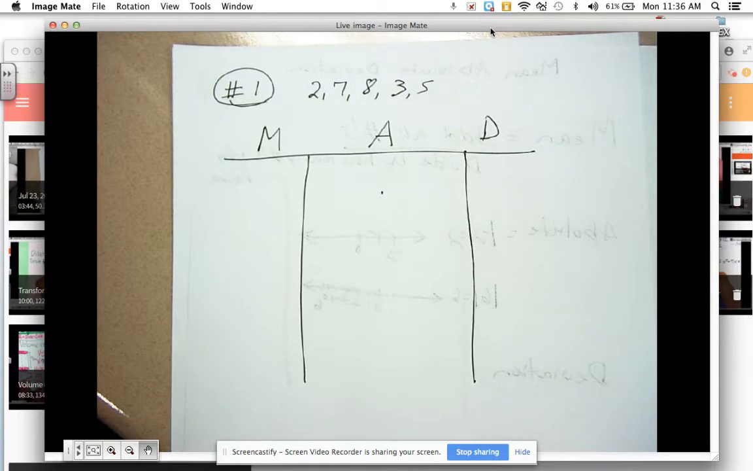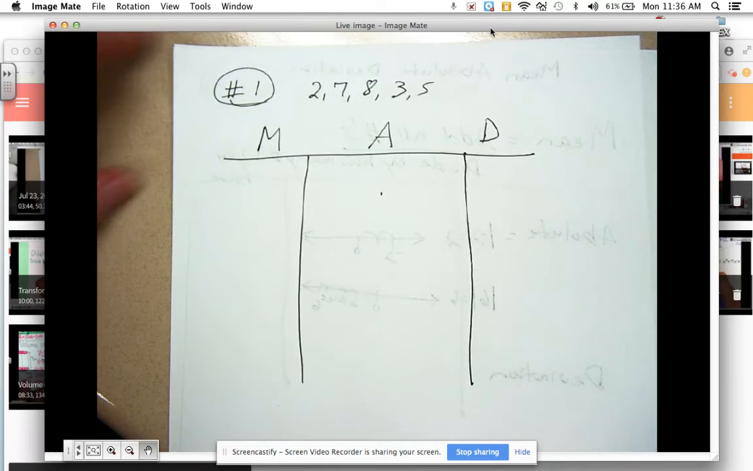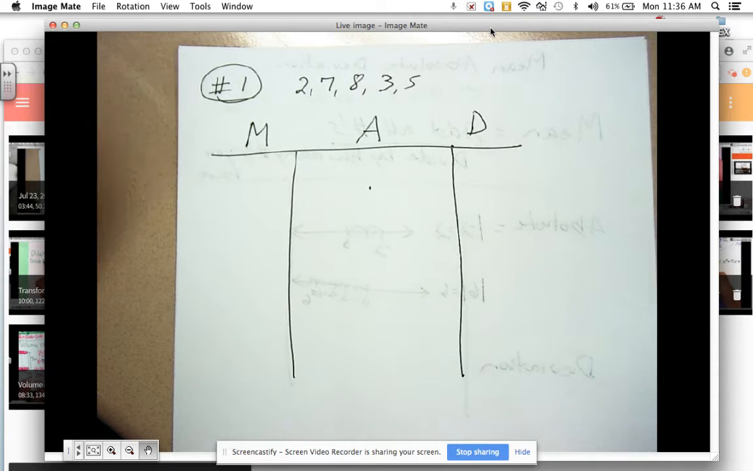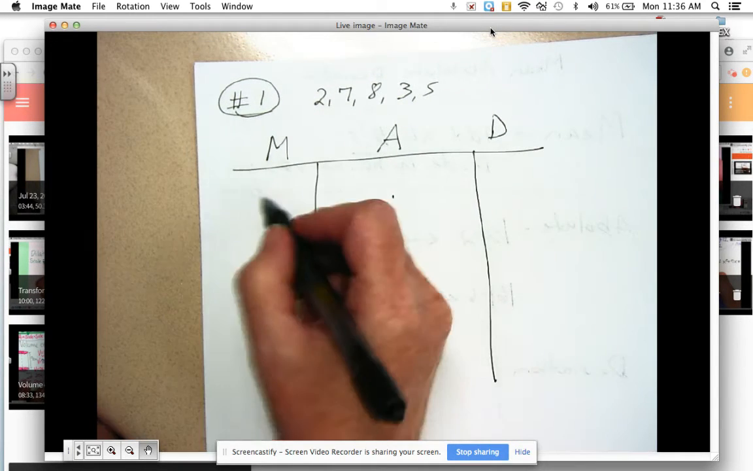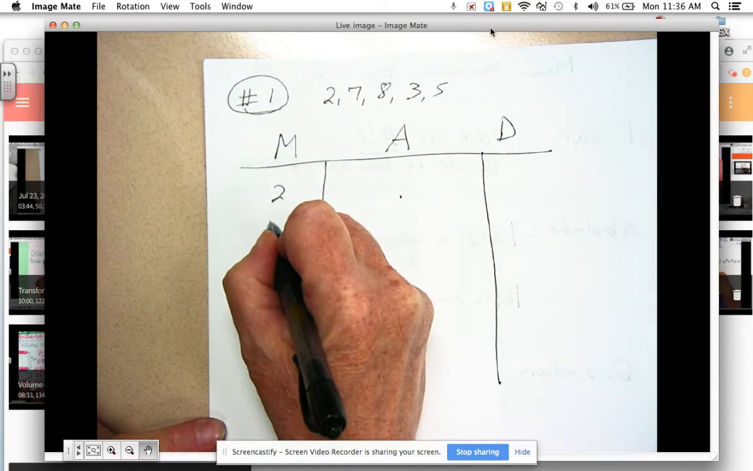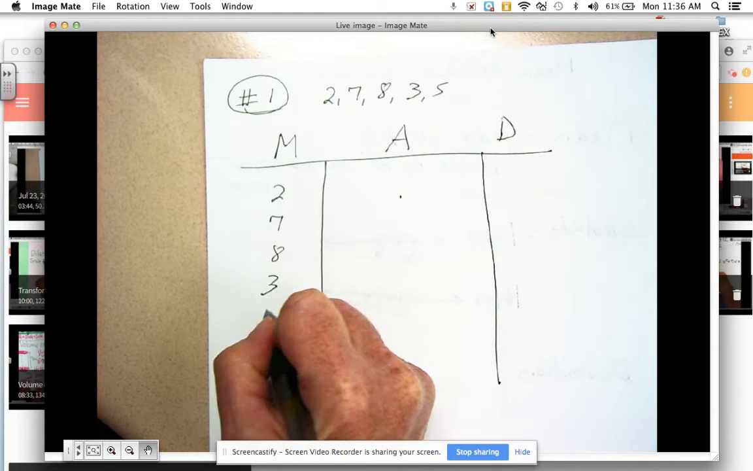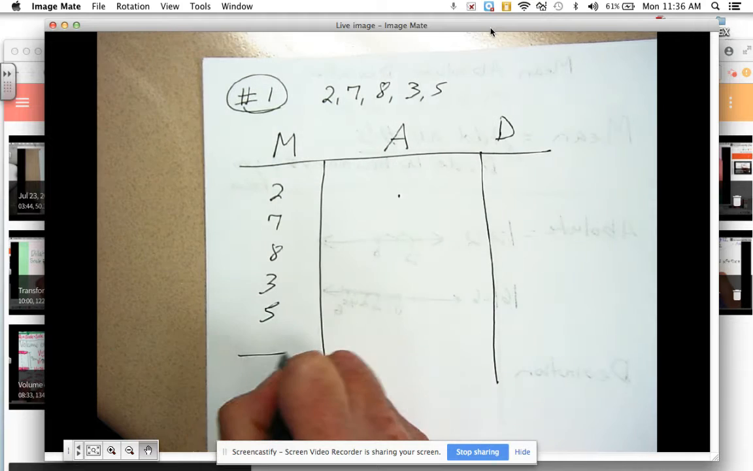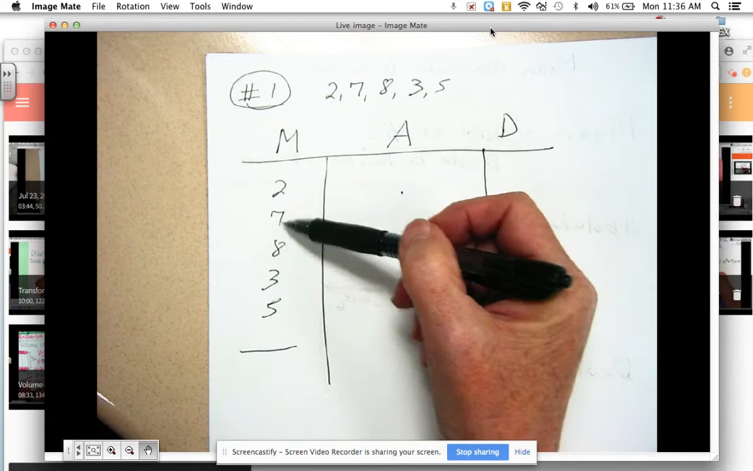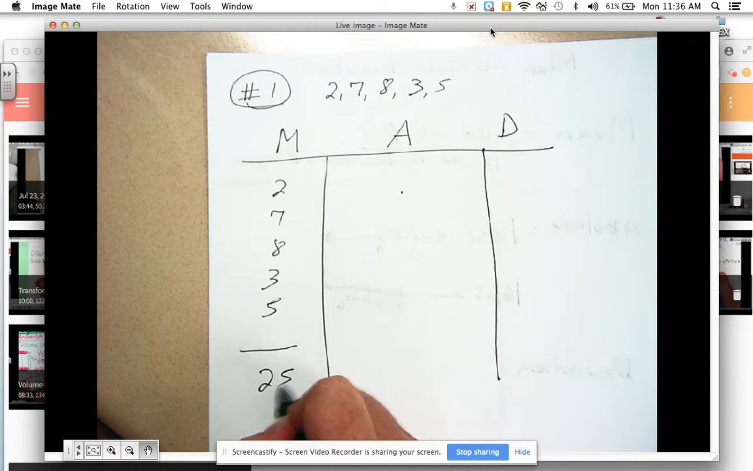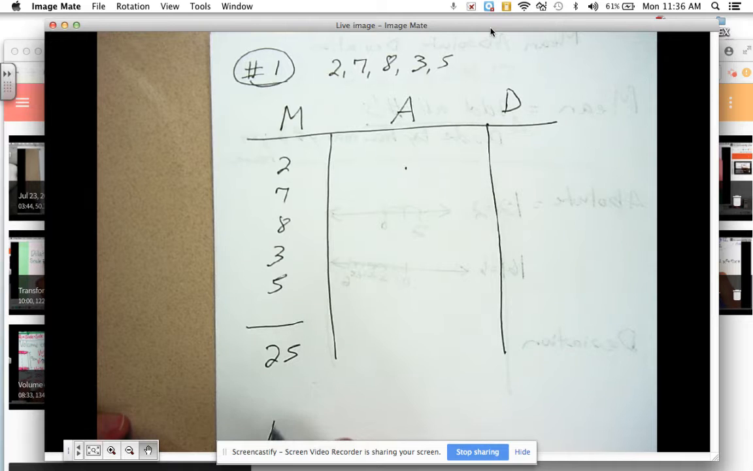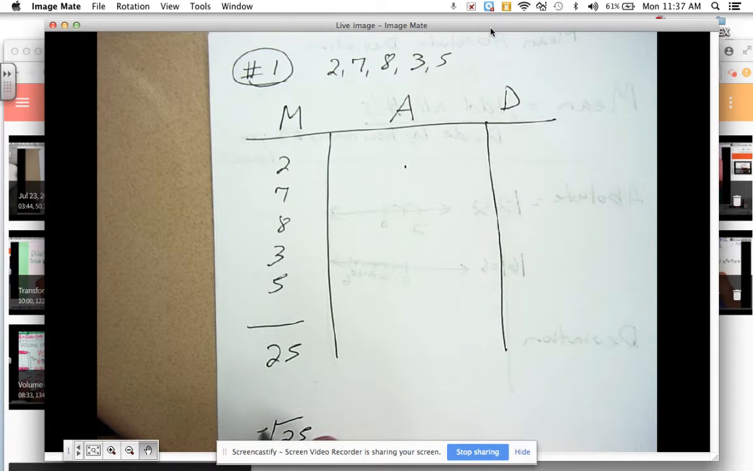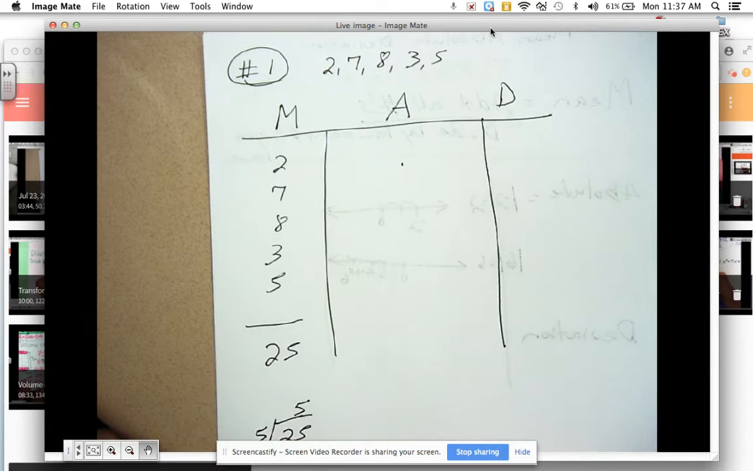We're going to do something called I do, we do, and you do. This one I'm going to do on my own, so just pay attention. If I'm going too fast, just make sure you slow me down. The first one we said is mean. So what did we say? We're going to add up all the numbers. So we have 2, 7, 8, 3, and 5. We add those all up. What do we get? 25. We find the average, because we're going to divide by how many numbers we have. 25 divided by 5 gives me the number 5.